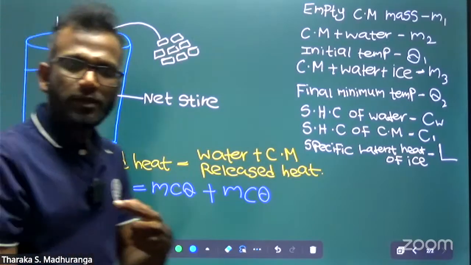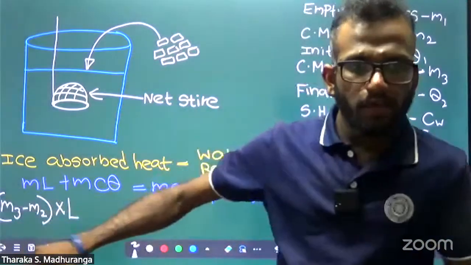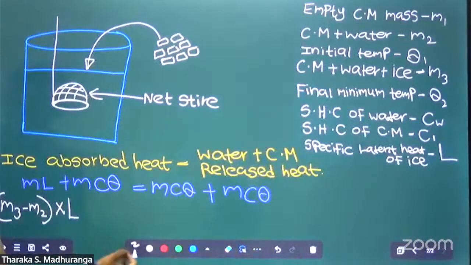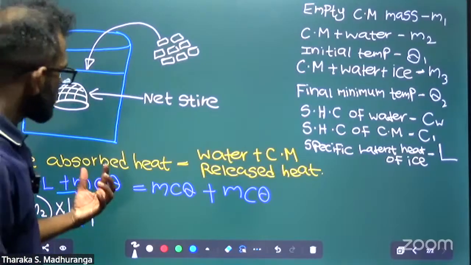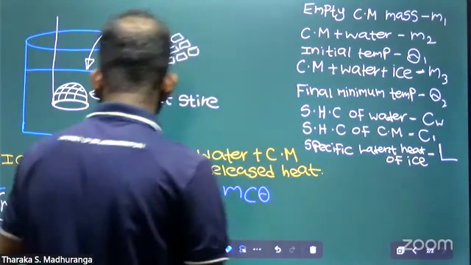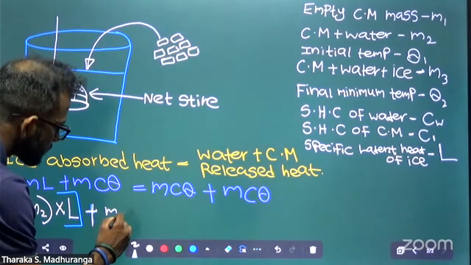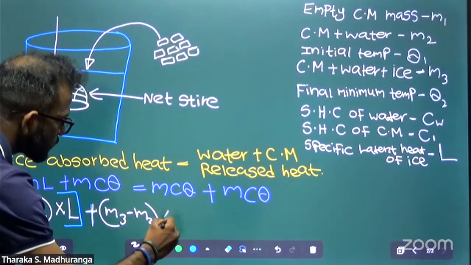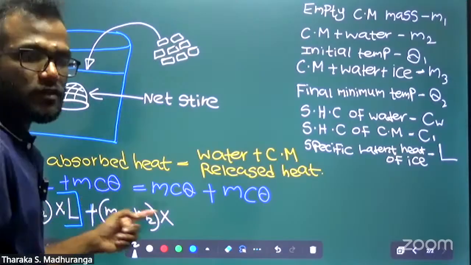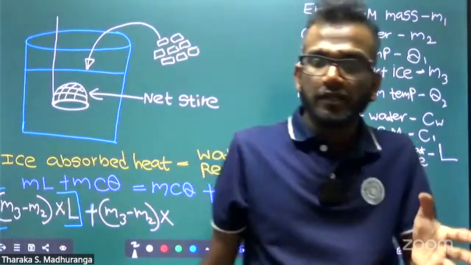Actually, in this experiment, what are we finding? L. Therefore, L we don't know. Plus the mass of the ice, the same, m3 minus m2. The specific heat capacity, now it is already melted.